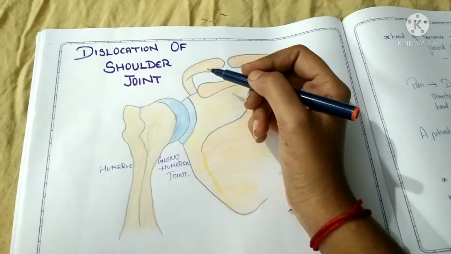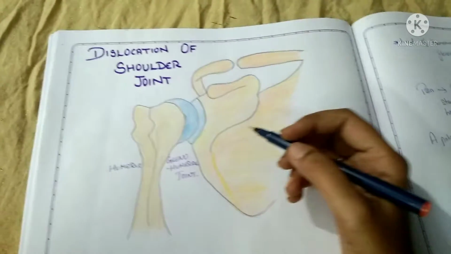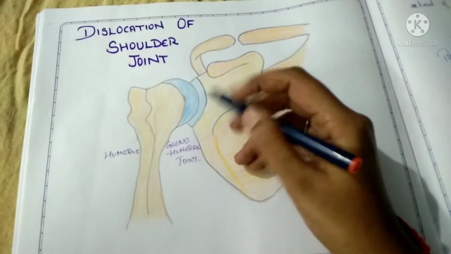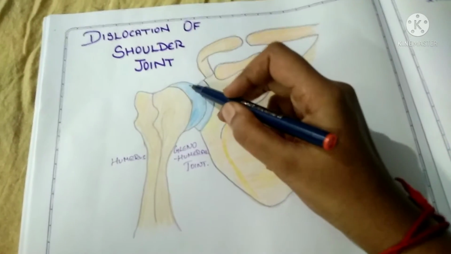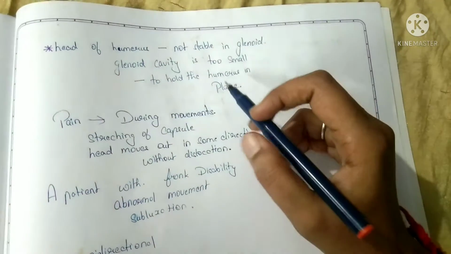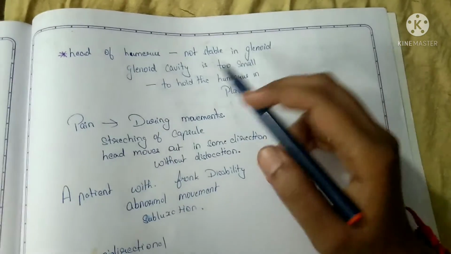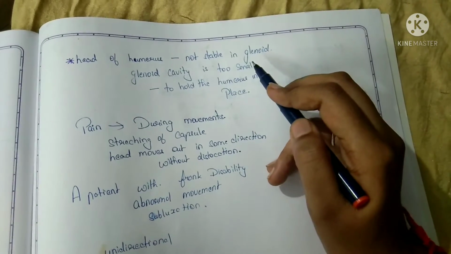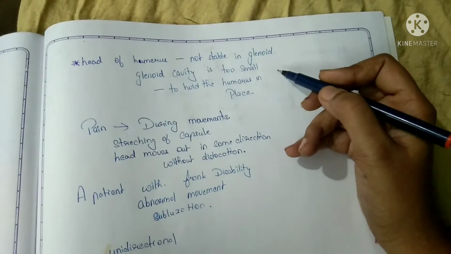We know that the shoulder joint is the most unstable joint of the body because the glenoid cavity is too small to hold the head of the humerus in position. As the glenoid cavity is too small to hold the humerus in place, the head of the humerus is not stable with the glenoid cavity. So this causes the instability.